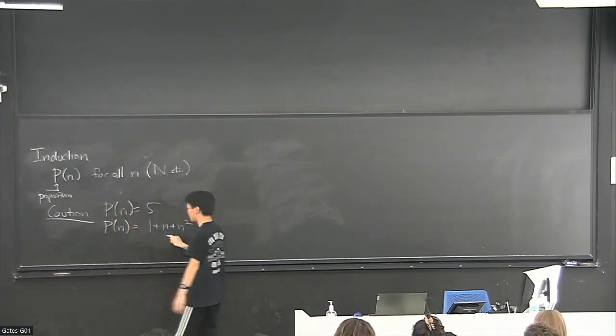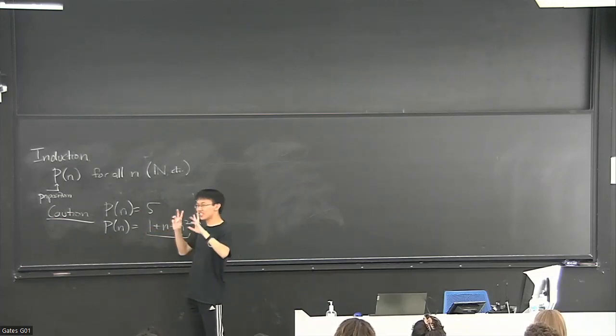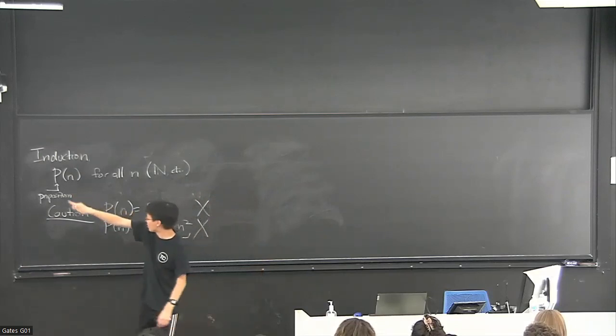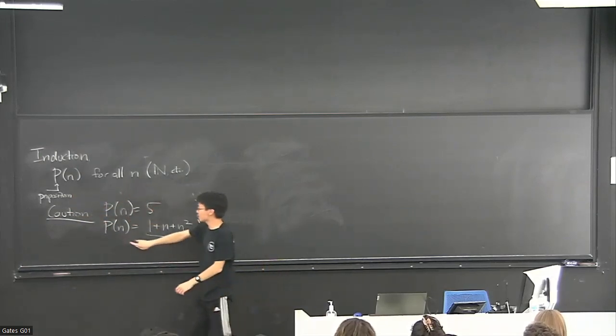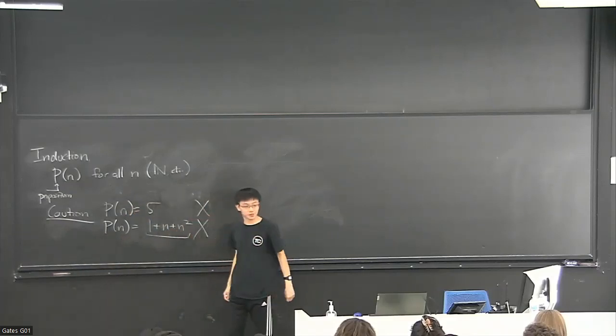Similarly, I can't do something like this. Notice here, this is an algebraic expression. It inherently has variables. These are using algebra variables. This P here is a proposition, and so you cannot set propositions equal to algebra stuff.